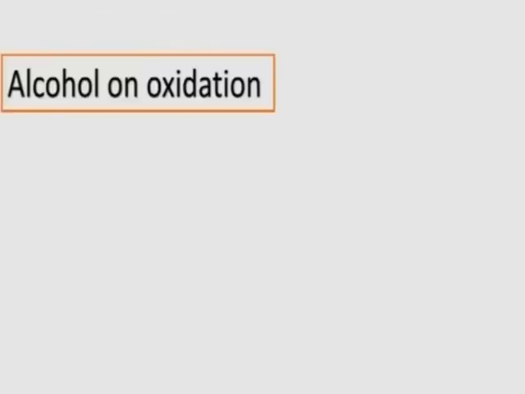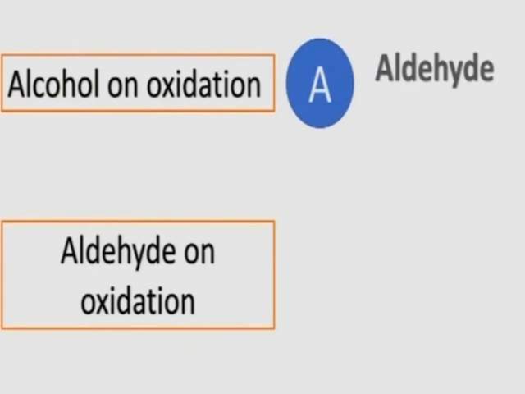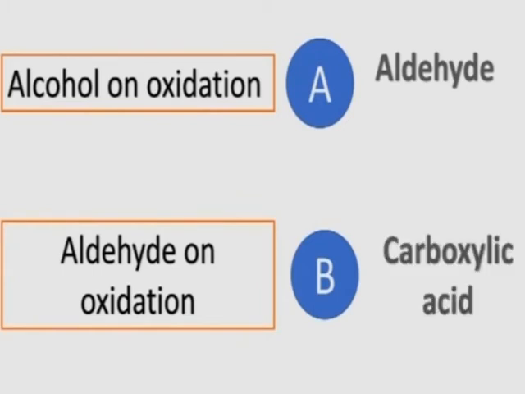Oxidation of alcohol. So if you oxidize alcohol, it will form, let's say, A. So what could be A? A is aldehyde. Whenever we oxidize alcohol, it gives a product, that is aldehyde. And on further oxidation of aldehyde, it will give you product B. What could be product B? It is carboxylic acid.